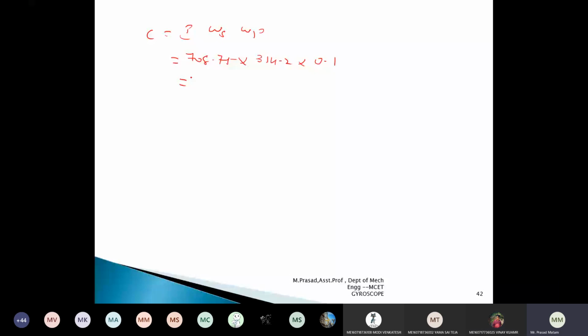22.26 kilonewton-meter. This is the couple we are getting. So what is the effect you can write here? Gyroscopic effect here. What is the effect? How to solve for the effect?